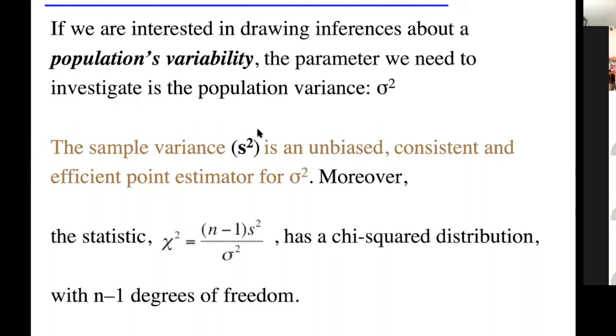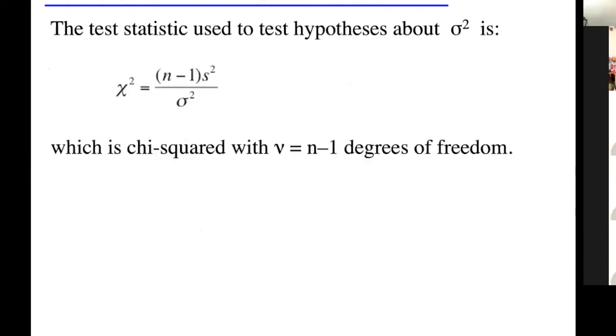S squared is obviously my sample variance. Sigma squared is the population variance. And n is essentially my sample size, right? And we have a chi-squared distribution. So we can apply that whole null hypothesis, alternative hypothesis approach that we did for the population mean. We can do the same thing, of course, for the population variance as well.